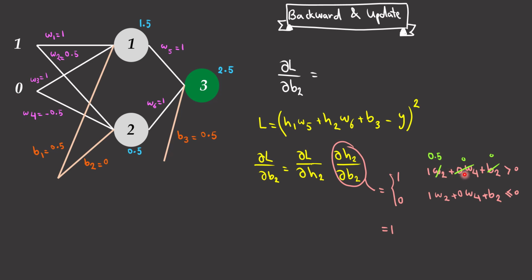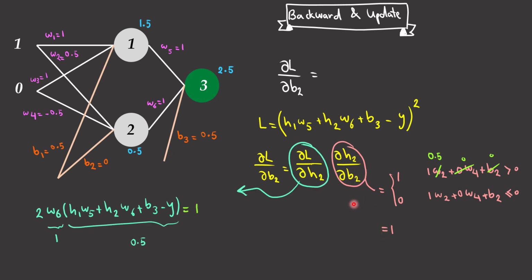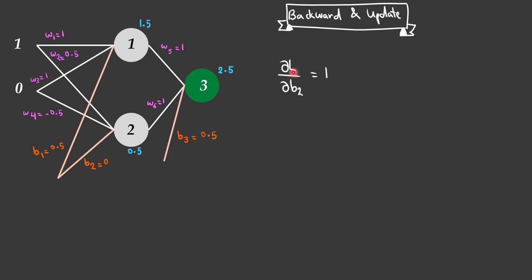Because it is positive, it is going to return 1. So the output of this term is 1, the value of this term is 1. And calculating this is very easy. The partial derivative of the loss function with respect to h2 is equal to this term, which has the value 1. So 1 times 1 is 1. So the partial derivative of the loss function with respect to bias 2 is 1.